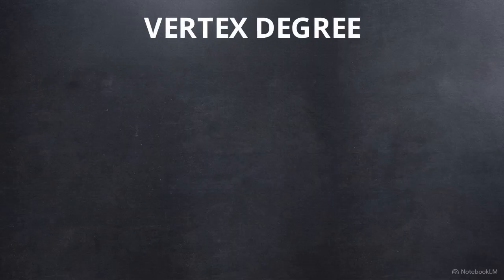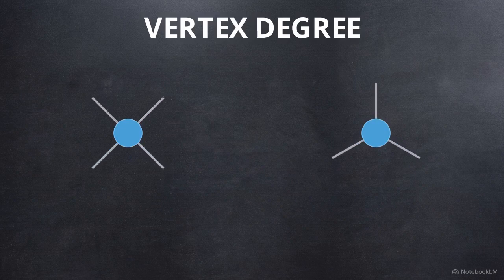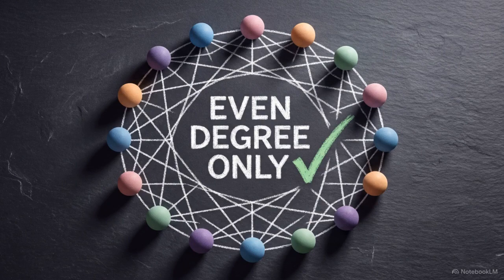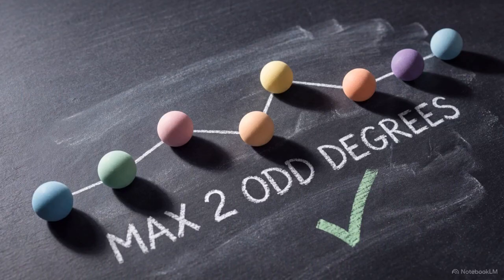Unlike coloring, finding an Euler path relies on a mathematical parity test. We calculate the vertex degree, the total number of edges connected to a single node. The rule states that an Euler circuit, which starts and ends on the same node, exists if and only if every vertex in the graph has an even degree. For an Euler path, the graph must contain at most 2 vertices with an odd degree.